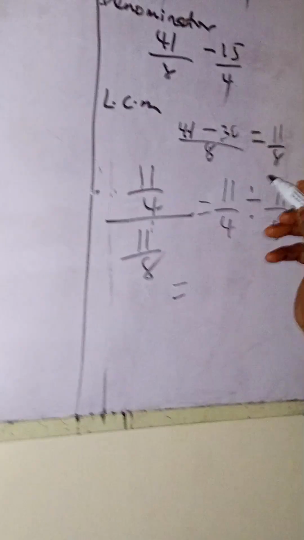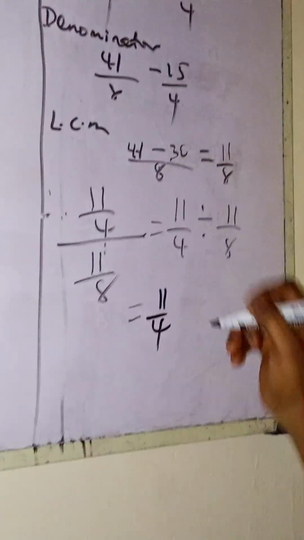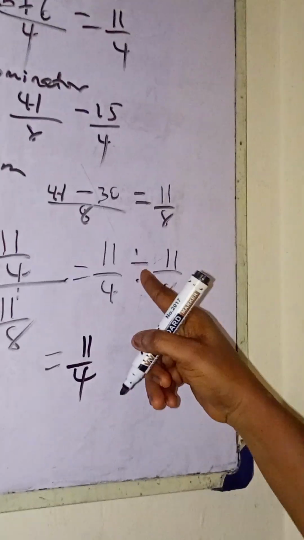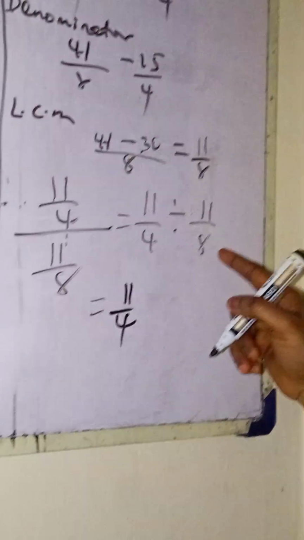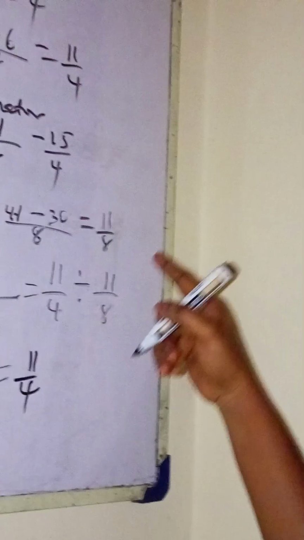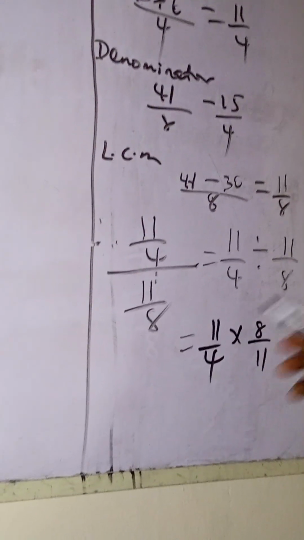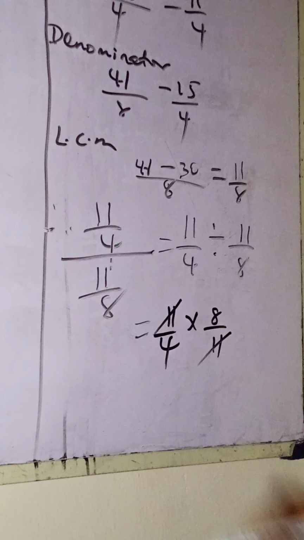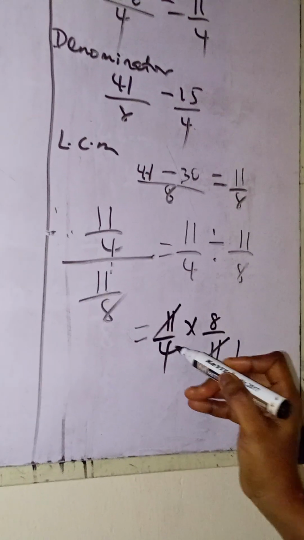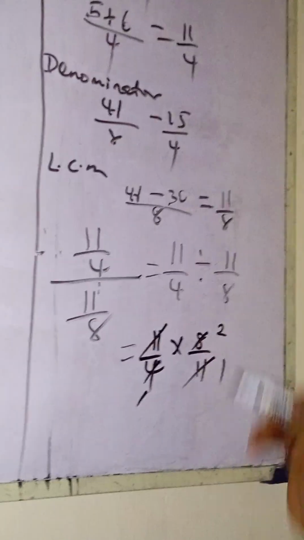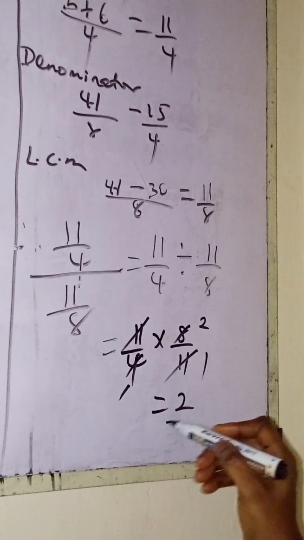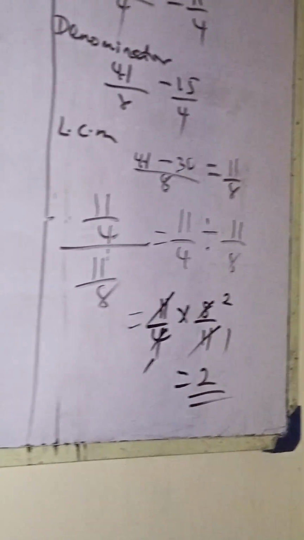So now, we are going to bring down our 11 all over 4. This division sign, we want to change it to times. And as you are changing it to times, the denominator becomes your numerator, while your numerator becomes your denominator. So I'm going to put here times 8 all over 11. So we divide. Something can divide. 11 divided by 11 will give us 1. 4 into 8 will give us 2. So our answer is 2. So that is our answer.